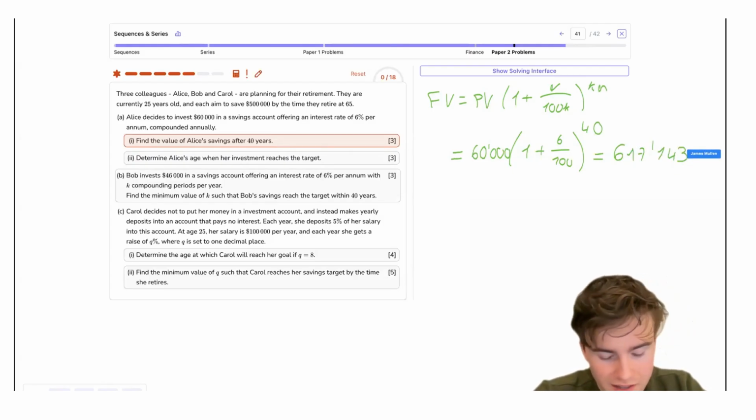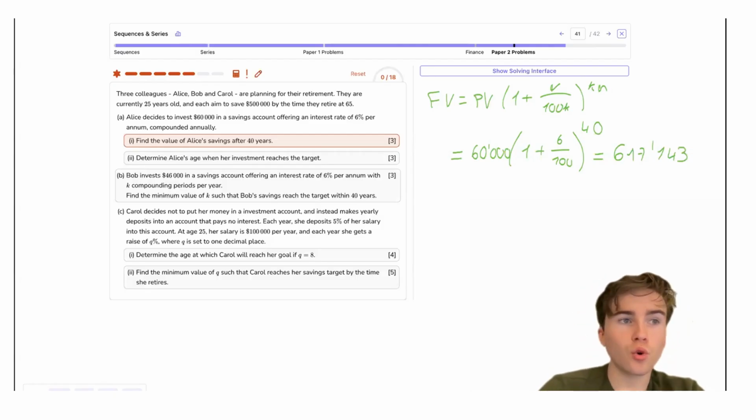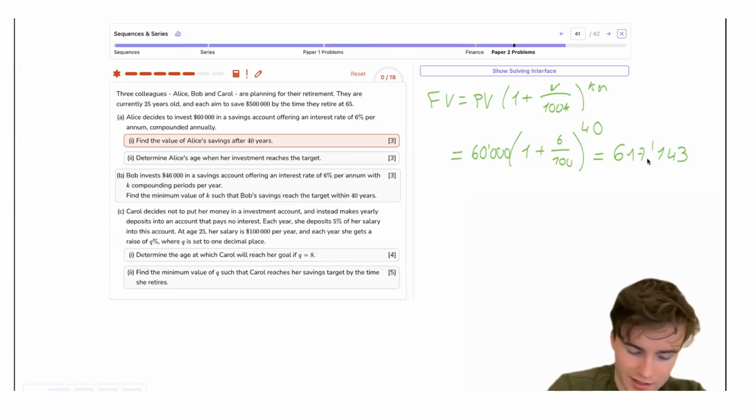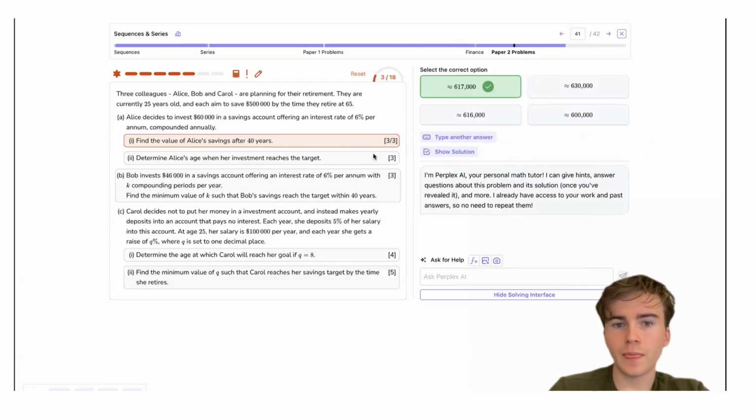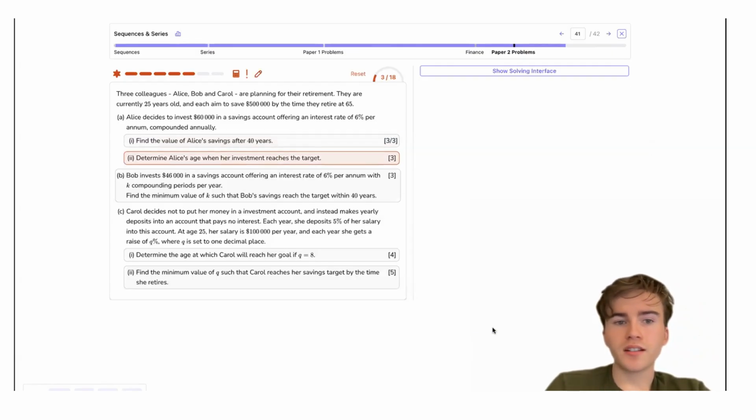And as usual in IB, if we're not told how many decimal places or what precision to give the answer, we're going to give it to 3 significant figures. So 3 significant figures here means I keep the 6, the 1, and the 7, and my answer is 617,000. There we go.